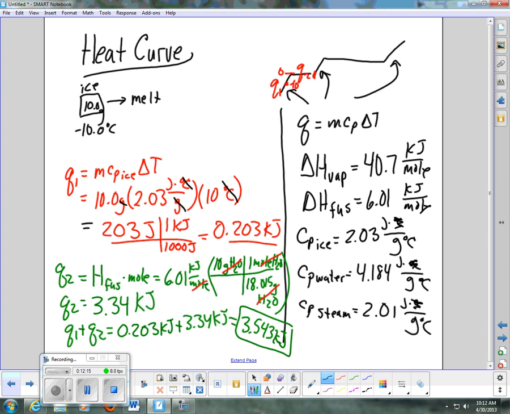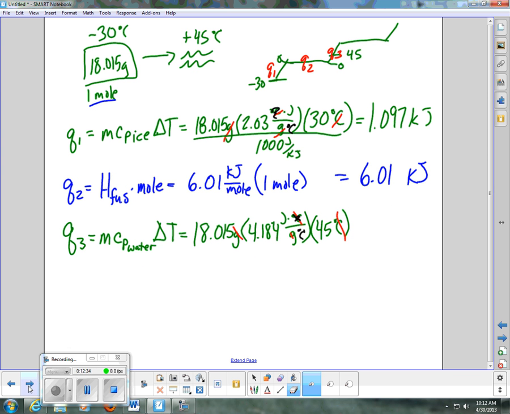Grams is still on the bottom. Sorry, that was my mistake. So quickly fix that. No, no, I just put it in the wrong place. Degrees Celsius should have been on the bottom, so it'll cancel out. Okay.